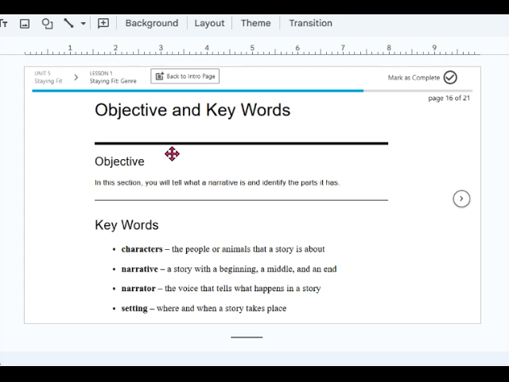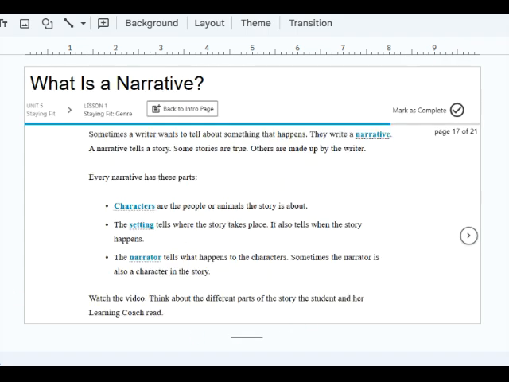Here's our first objective. In this section, you will tell what a narrative is and identify the parts it has. Our keywords are characters, the people or animals that a story is about; narrative, a story with a beginning, a middle, and an end; narrator, the voice that tells what happens in a story; and setting, where and when a story takes place. What is a narrative?